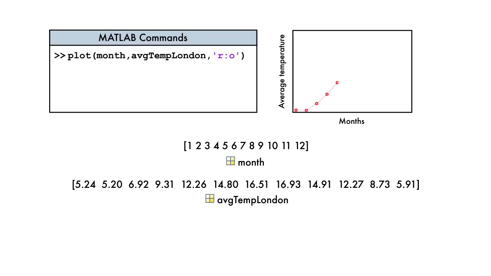Recall that we can create a line plot with months on the x-axis and average temperatures on the y-axis using this command. The third input specifies the style of the line plot. In this example, we plot a red dotted line with circular markers.